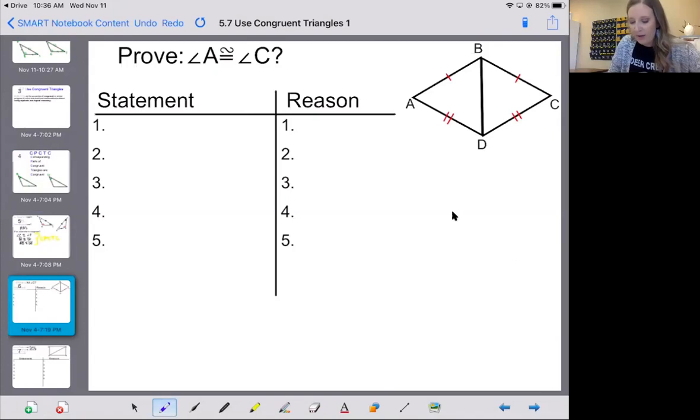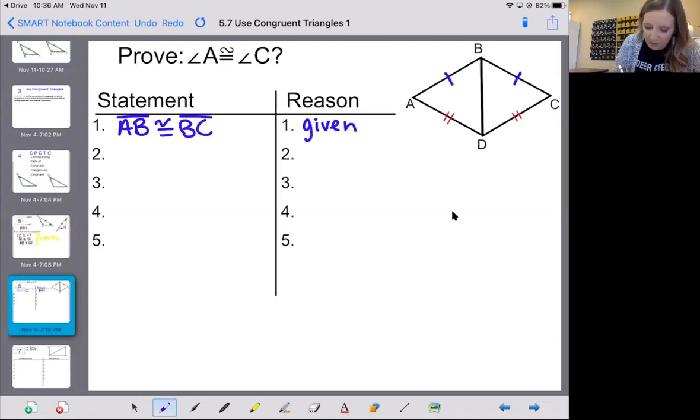So in my diagram, I see that AB is congruent to BC. And they actually gave me that in the picture. So I'm still going to say given. All right, and then we also have segment AD congruent to segment DC, also given.